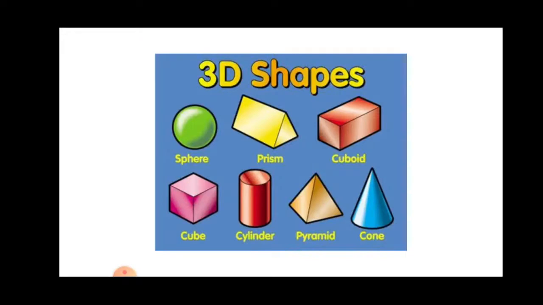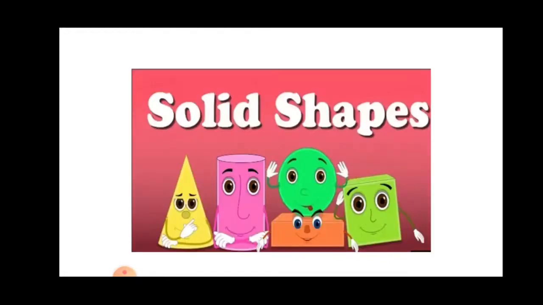3D shapes can be defined as a solid figure or shape that has three dimensions: length, width and height. Now these are the different 3D shapes. You can name them: sphere, prism, cuboid, cube, cylinder, pyramid and cone. These are also known as solid shapes.